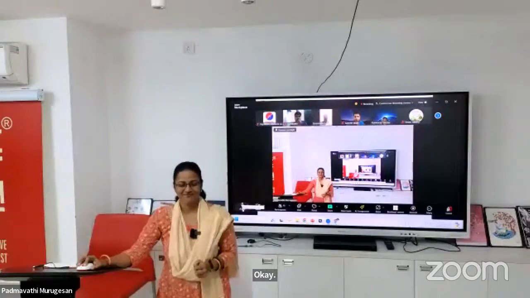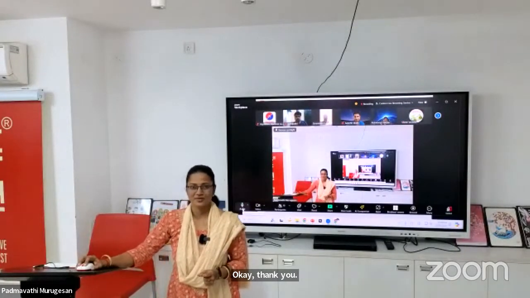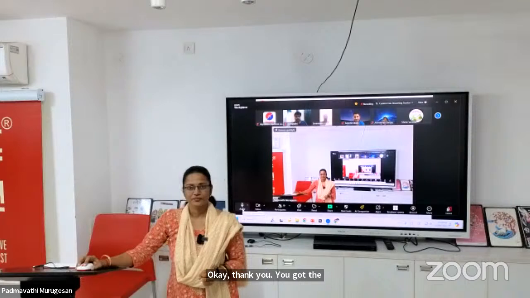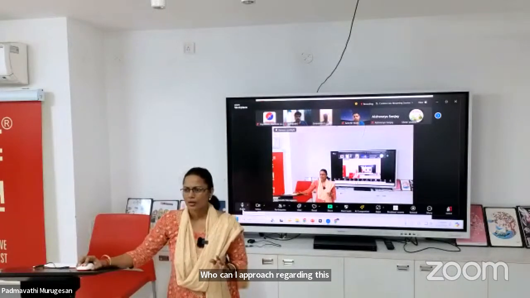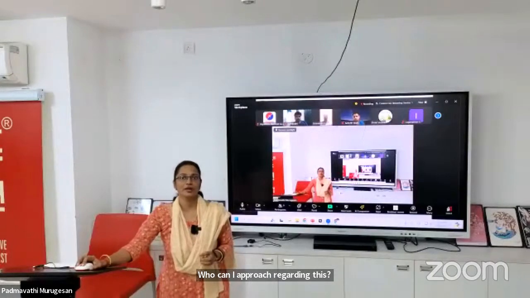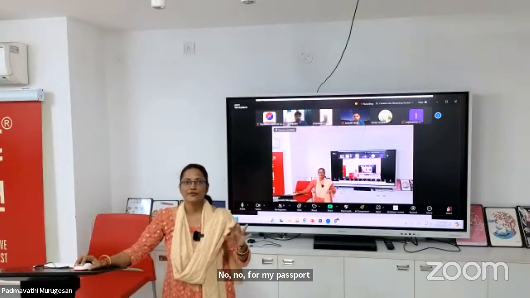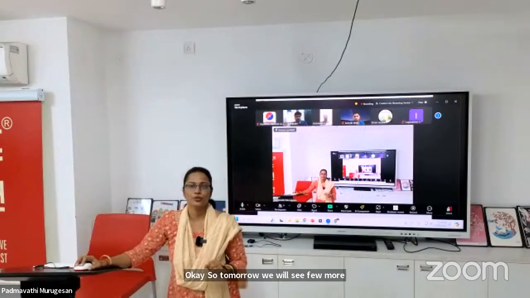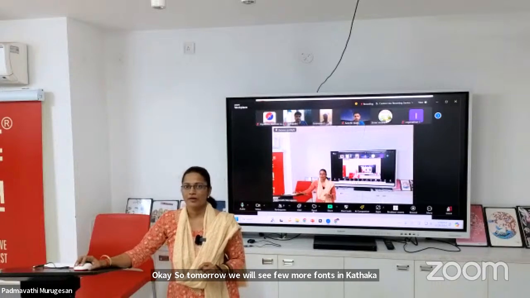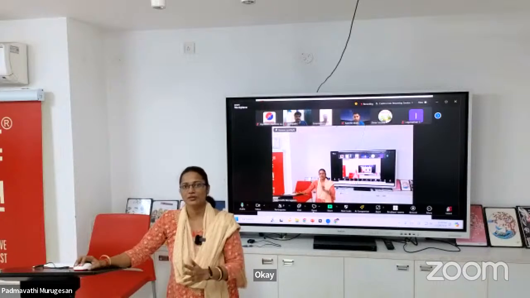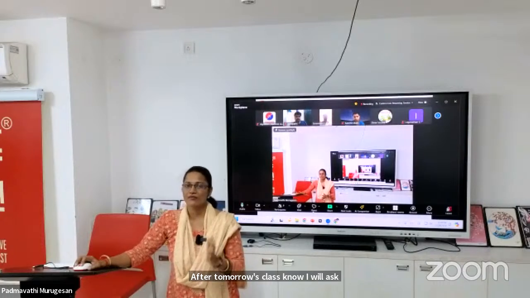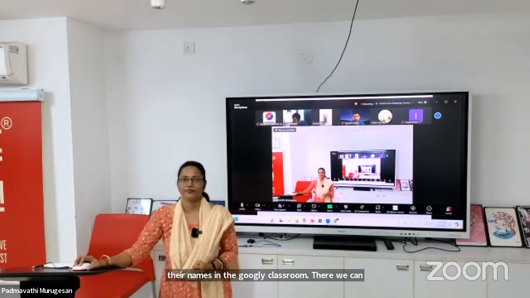Ma'am, for my passport I was asked to write my name in katakana. Who can I approach regarding this? For passport purposes. Oh, okay. Tomorrow we will see a few more letters in katakana, then you will be able to write your name. After tomorrow's class I will ask everyone to type their names in the Google Classroom. There we can discuss your spelling.